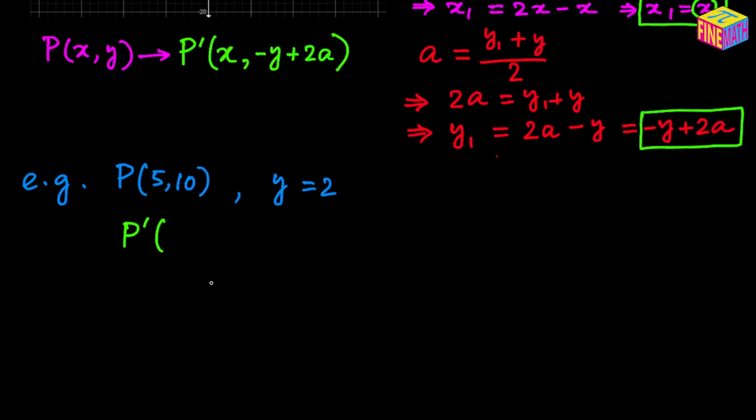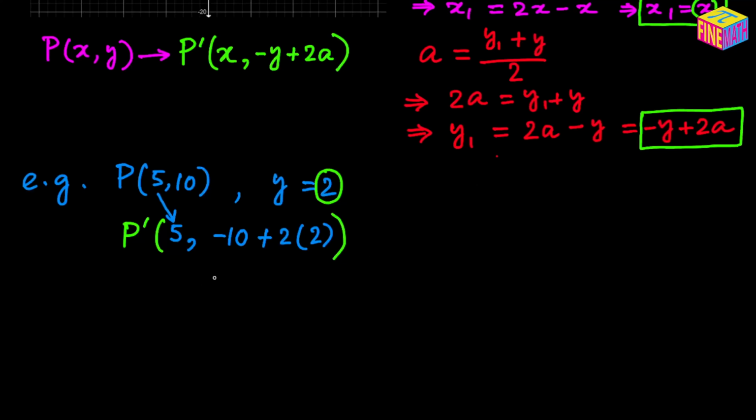Well, the x coordinate of the image will be the same as the x coordinate of the original point, so I'm simply going to write 5 right here. The x coordinate of the image has been calculated already. Now what about the y coordinate of the image? The y coordinate would be negative y, meaning I have to take the negative of the y coordinate of the original point. So negative 10 plus 2 times a, and in this case a is positive 2, so I am going to write 2 times 2.